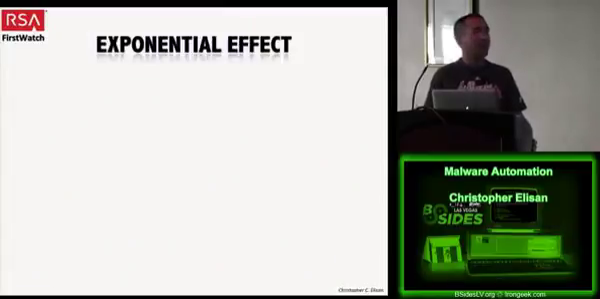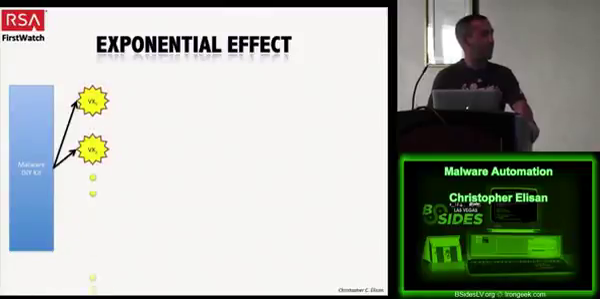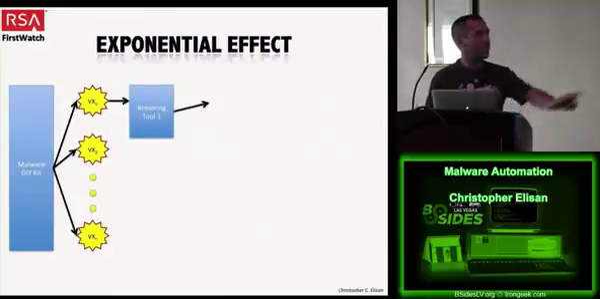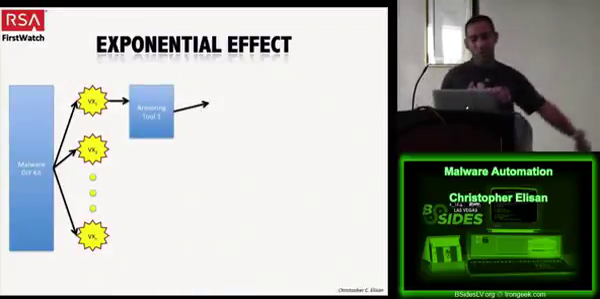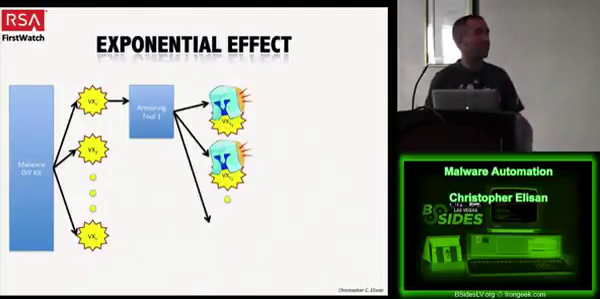So, the exponential effect. You can get a malware DIY kit. You can create an infinite amount of malware samples. Take that one malware sample, run it through an armoring tool, and based on that one sample, you could create an infinite amount of malware samples again.